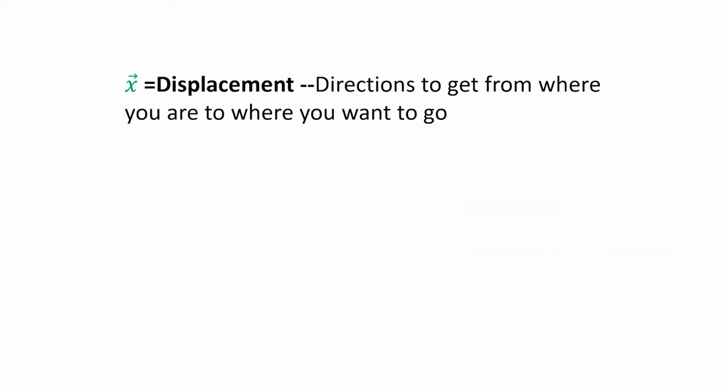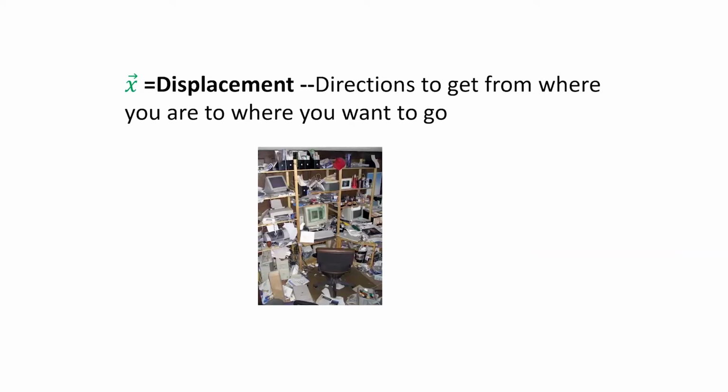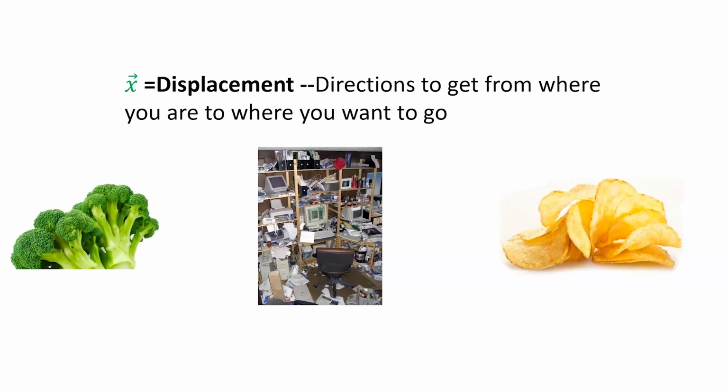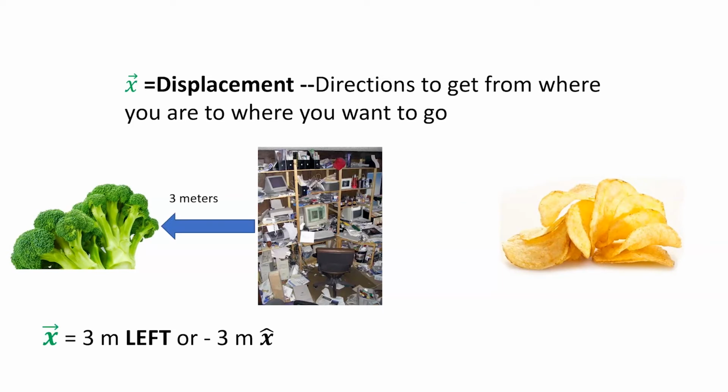So that's where displacement comes in. Displacement is a set of directions to get from where you are to wherever you want to go. So, for example, you're at your crummy desk and you're in the mood for a snack. So I could tell you, move to the left 3 meters and you will be at the broccoli. In this case, your displacement is 3 meters to the left, or -3 meters. I have to tell you how far away it is and what direction to go in.